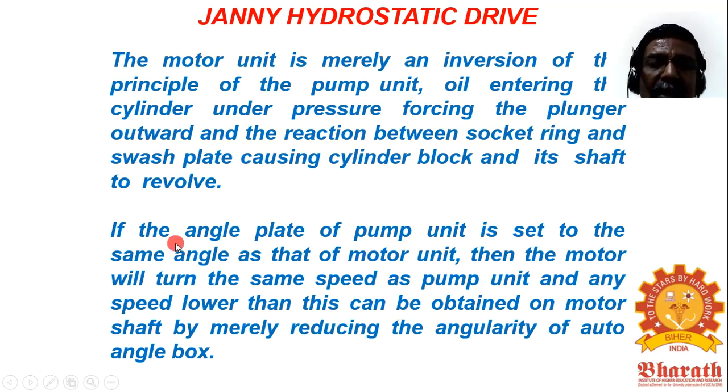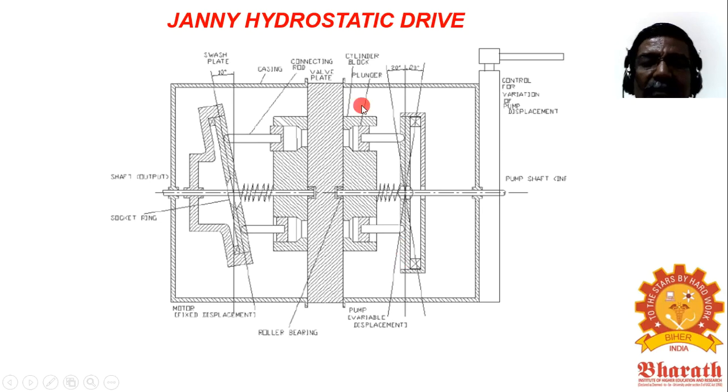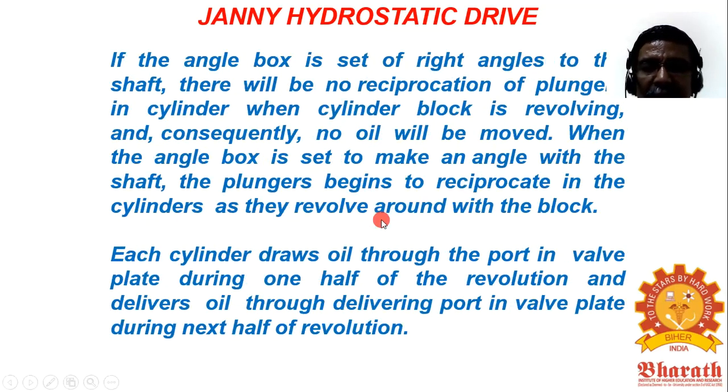That is, if the angle plate of the pump unit is set to the same angle as the motor unit, you see the motor plate is set at an angle, say here it is mentioned as 10 degrees. If you keep the plate of the pump the same as this 10 degrees, then whatever the input shaft speed, suppose the input shaft speed is 1000 rpm, you will get the same rotation speed in the output shaft. That is what is given here.